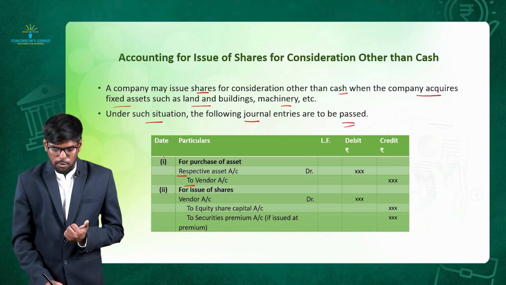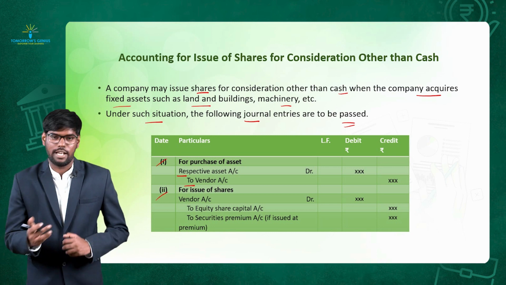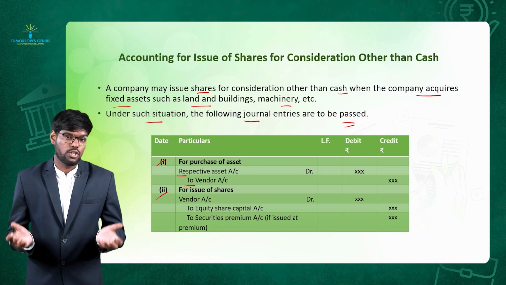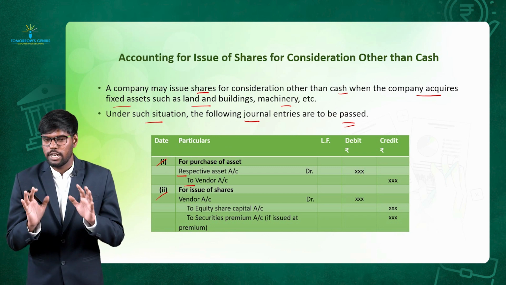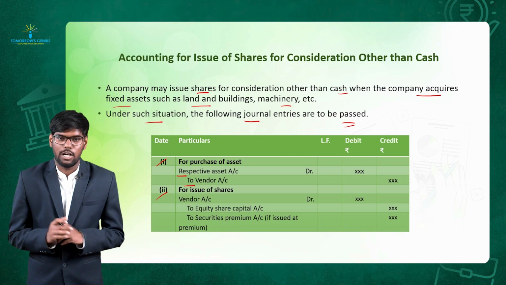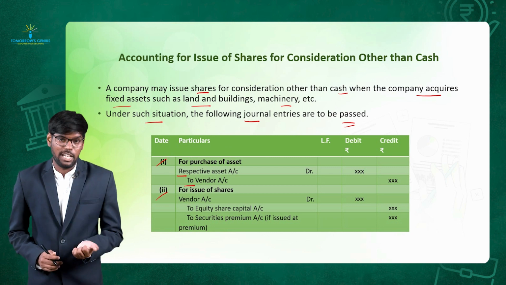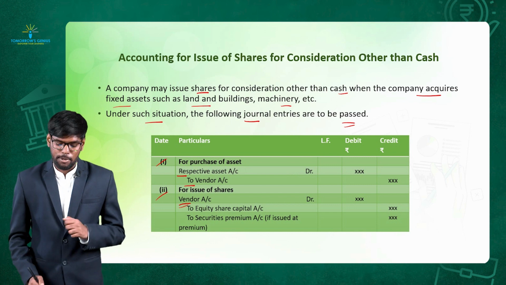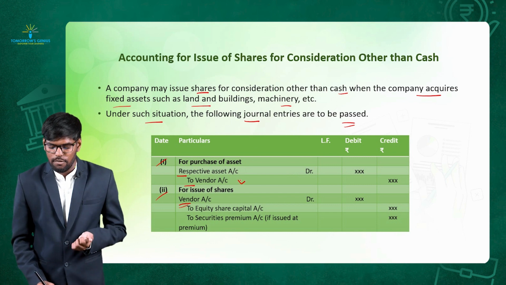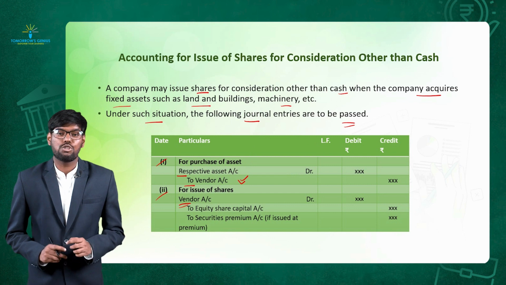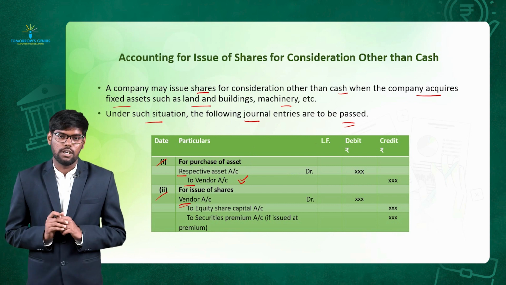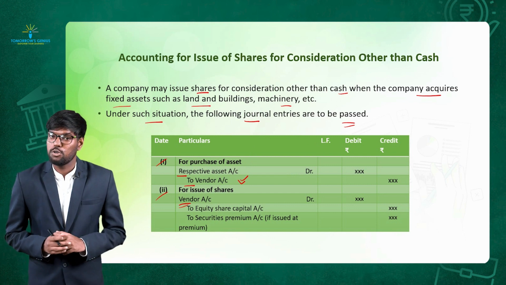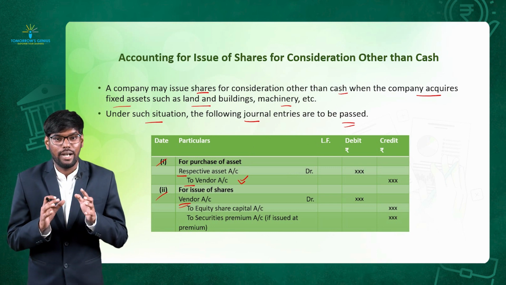Now after that, we have to pass a journal entry for issuing shares to that company. So what will be the journal entry? We know we are not getting money here, so I am not going to debit bank account. Instead of debiting bank account, I need to simply debit the vendor's name. Why? Because in the previous entry, you credited the vendor account, and that is nothing but what you are supposed to pay to the vendor for the machinery purchase. So now here you are settling the vendor's account.